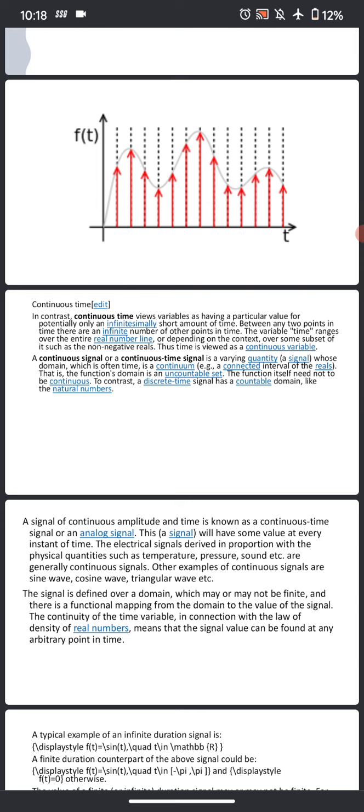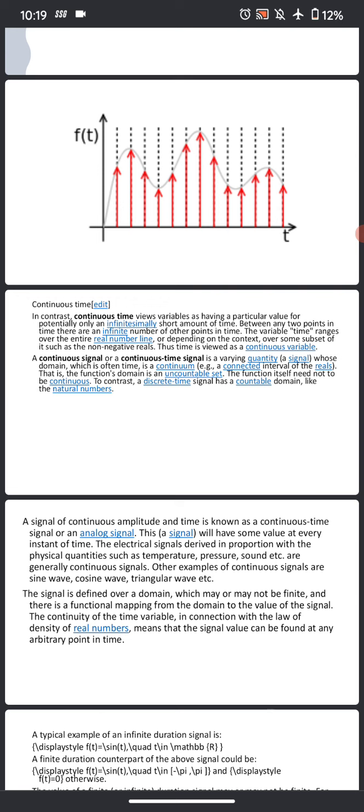So, continuous time. In contrast, continuous time views variables as having a particular value for potentially only an infinitesimally short amount of time. Between any two points in time, there are an infinite number of other points in time. The variable time ranges over the entire real number line, or depending on the context, over some subset of it, such as the non-negative reals. Thus, time is viewed as a continuous variable.